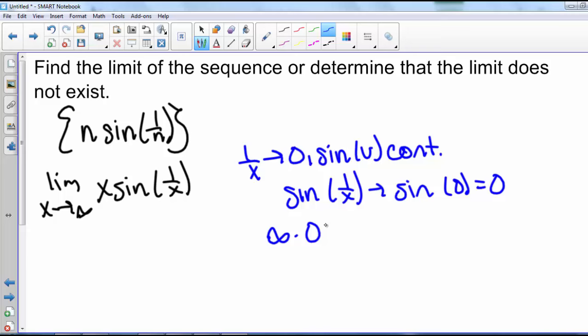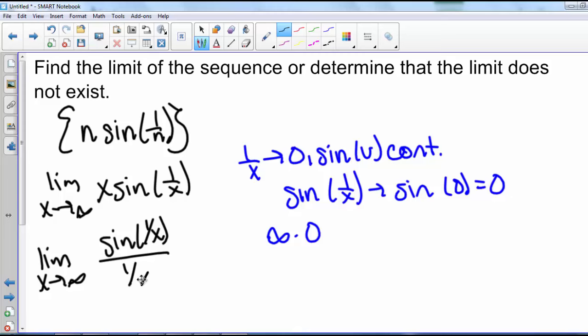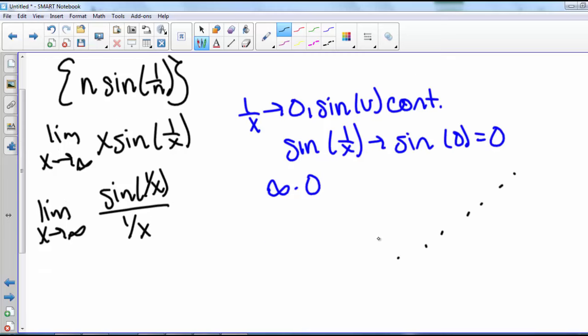So we want to rewrite this as the limit as x goes to infinity of sine of 1 over x over 1 over x. Now we have the indeterminate form 0 over 0. One thing to note is that we cannot use L'Hopital's rule for sequences. We must use the theorem relating limits of sequences to limits of functions. It doesn't make sense to take derivatives of sequences because there are no nearby points; sequences are a bunch of discrete points.